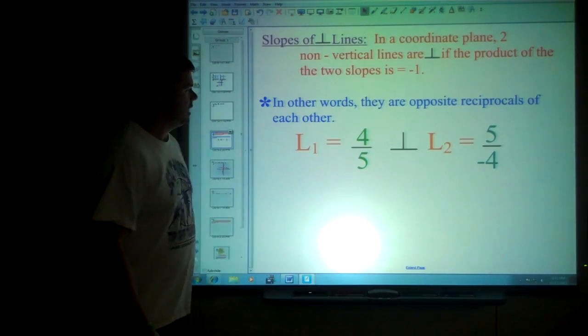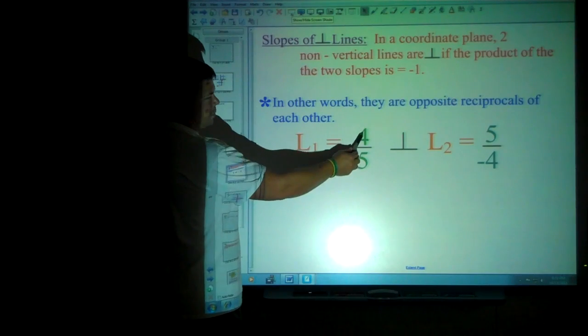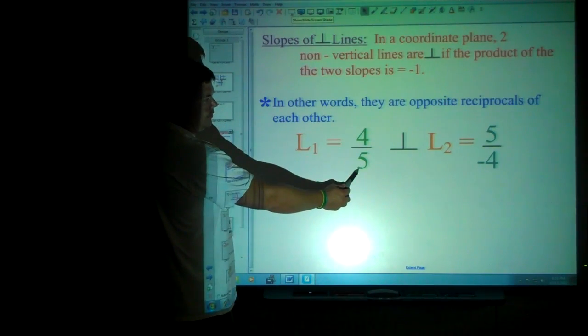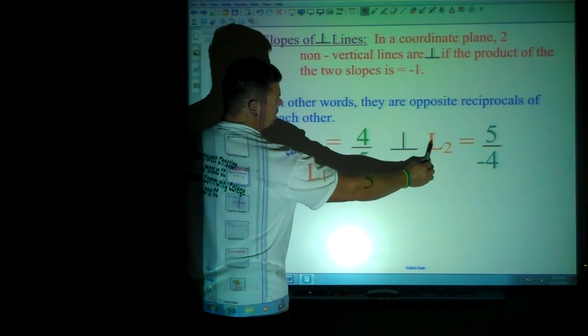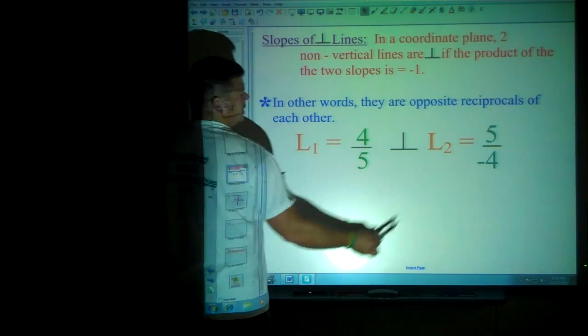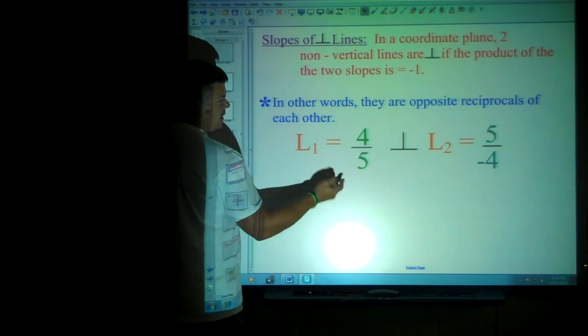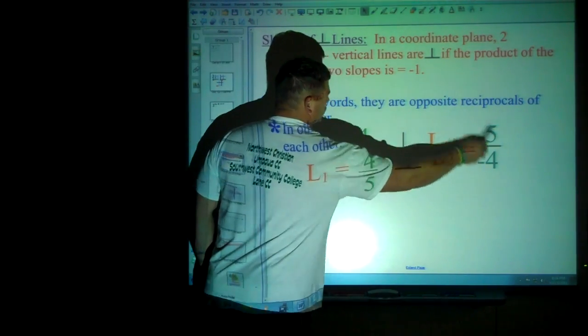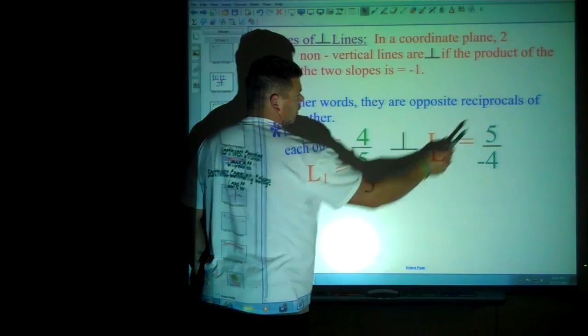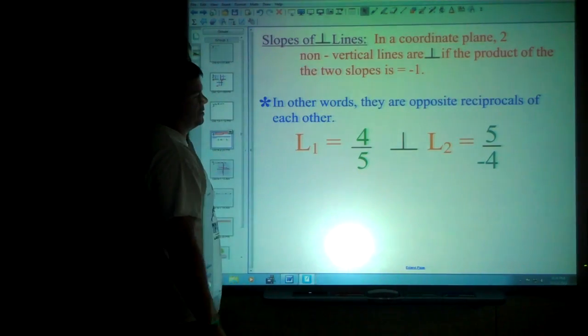So as an example, say one of the lines has the slope of 4/5, which is a positive. It's going to be perpendicular to another line, a second line, that has the reciprocal of that, and it's a negative fraction. It wouldn't matter if it was -4 or -5. Just one of the numbers has to be negative.